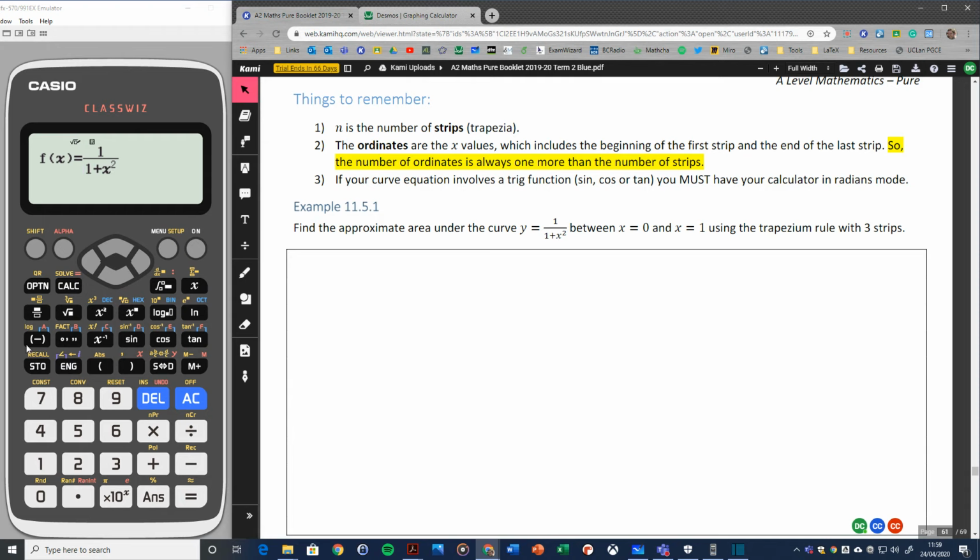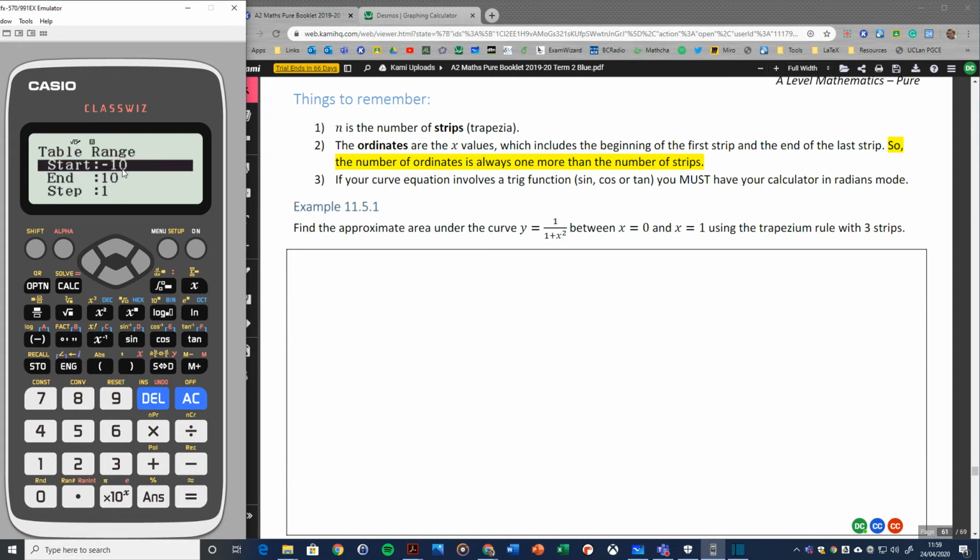I've gone into the table mode on the calculator, entered 1 over 1 plus x squared. Ultimately, we're going to find the area between 0 and 1, but for now, if I look at my calculator and enter a range, I'm going to go from -10 to 10 with a step of 1 and look at what y values I get for these x values. I can notice that that's a very small number, 9.9 times 10 to the -3. That's when x was -10. I'm doing this to get an idea of what this curve would look like.